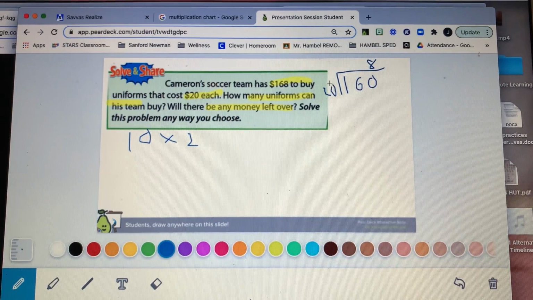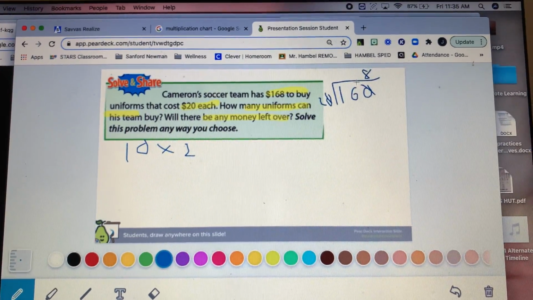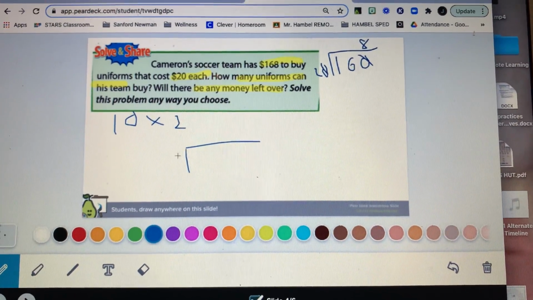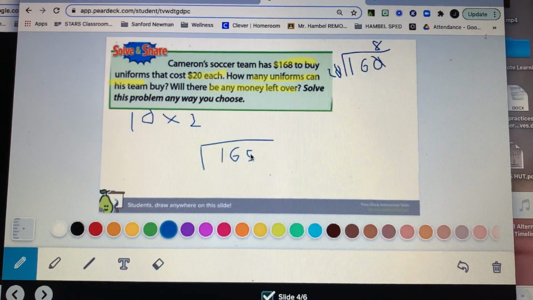Another way of thinking of it is I get rid of the zeros and do 16 divided by 2. That's 8. That's going to help me figure out the first digit in the problem when we go back to the original, 168 divided by 20. Okay?